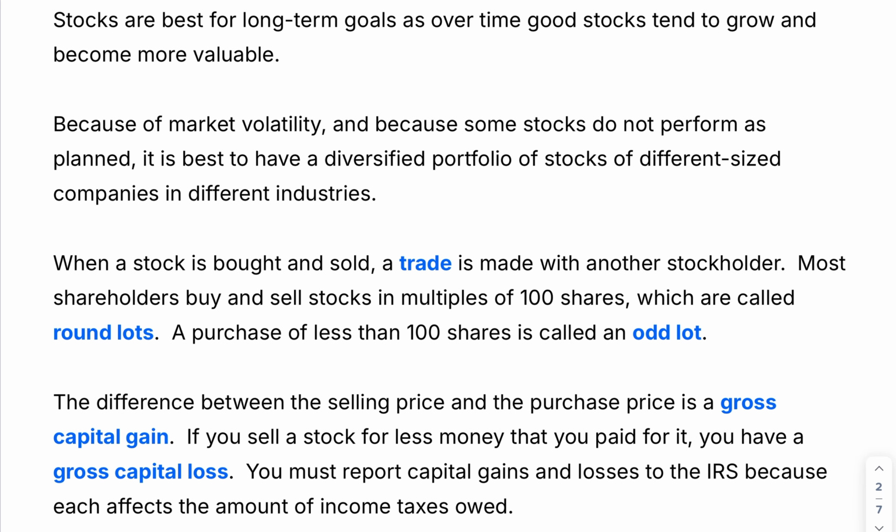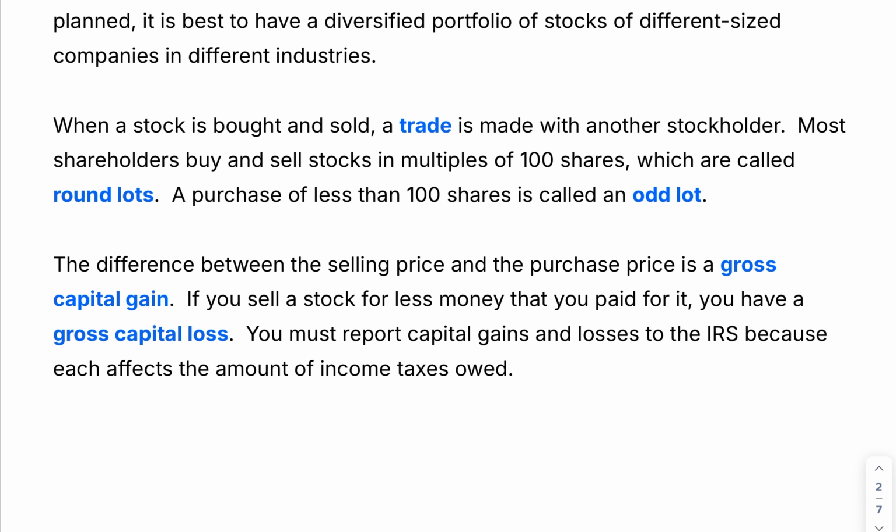Now, the difference between the selling price and the purchase price is called the gross capital gain. Obviously, if you sell it for higher than the purchase price, then there is a capital gain. If you sell a stock for less than what you paid for, that would be called a gross capital loss. In either case, you must report those gains and losses to the IRS each year, because each affects the amount of income taxes that you are responsible for.